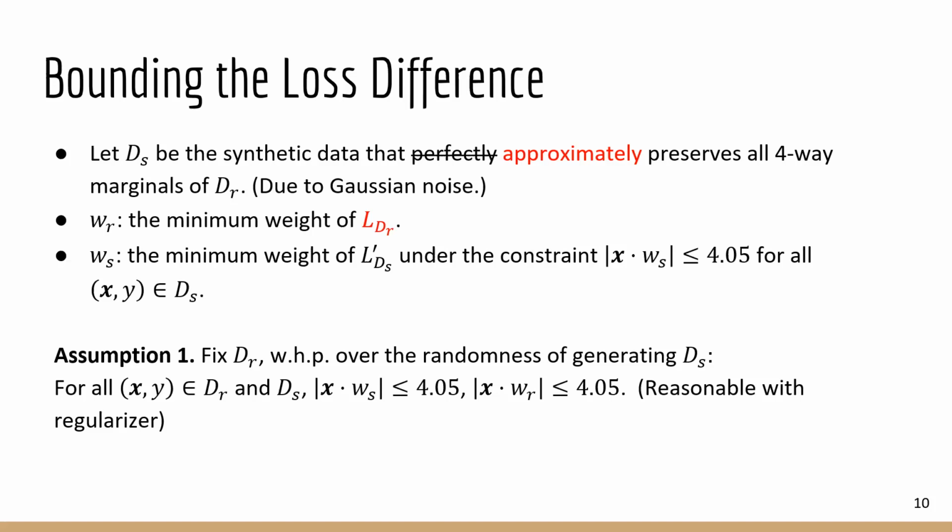And additionally, we made the assumption which basically says that for all the data samples in your real and synthetic data set, the inner product between its attributes and your optimal weight is bounded by 4.05. We make this assumption because the approximate loss function is convex only within this interval. And this is a reasonable assumption because when you are training, you always use the regularizer to penalize a weight that's too large.